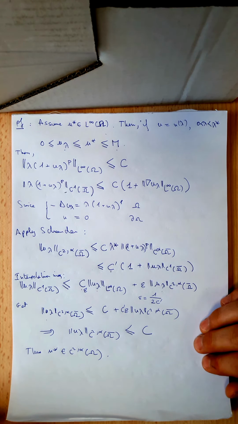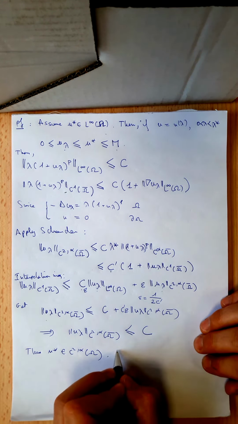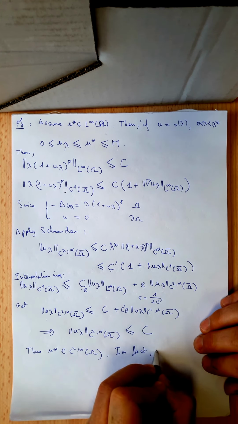Okay, and we can bootstrap the argument as we've done many times. In fact, U star is smooth.